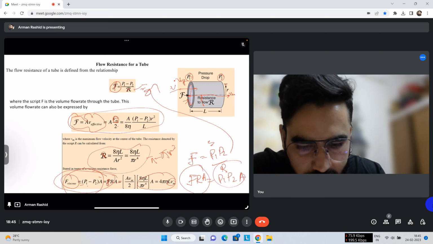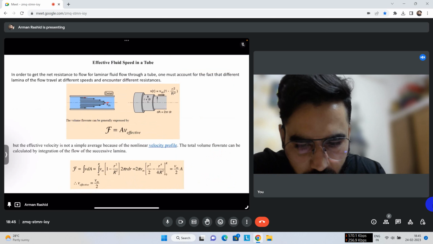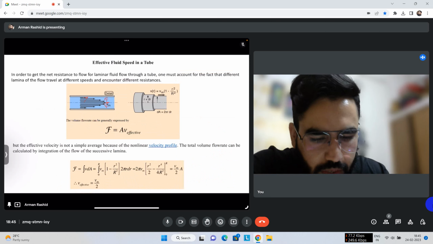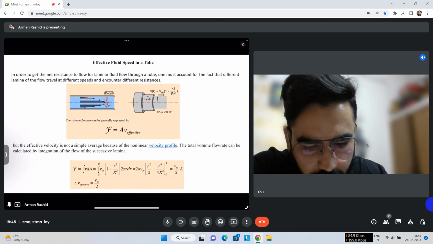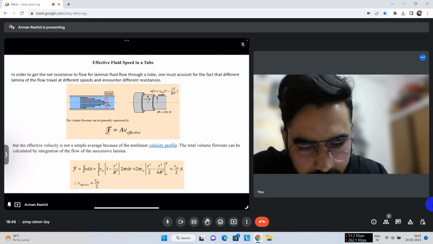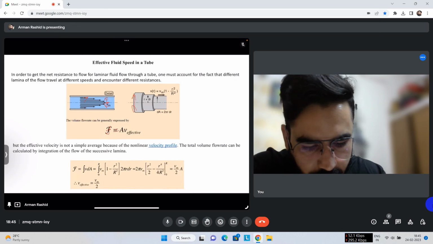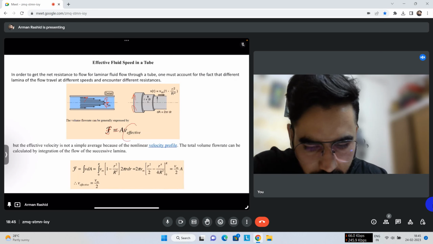For example, this is the maximum speed, and this is the slowest speed. Now what is the effective speed of a liquid that is passed through a laminar flow? The effective flow rate will be expressed as F multiplied by A, the cross sectional area, into V effective. Now we have to determine this V effective.